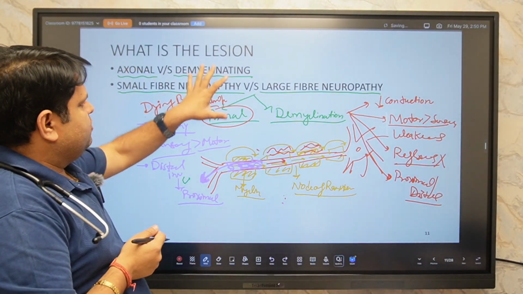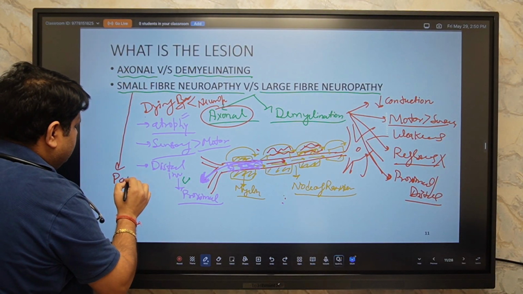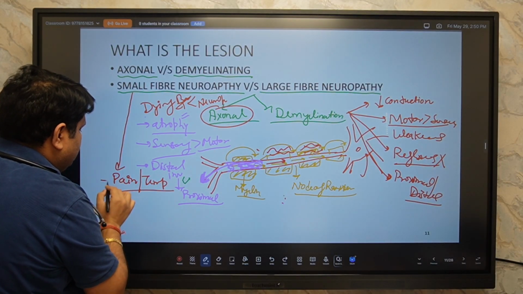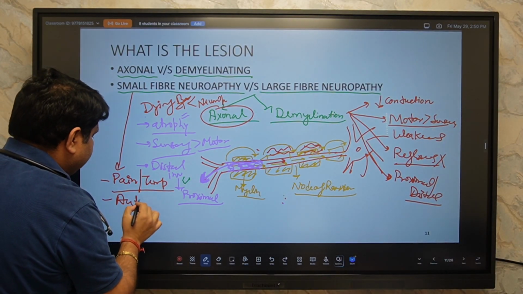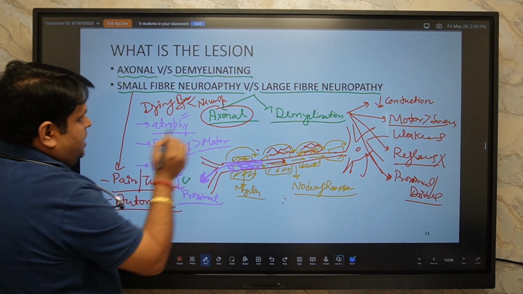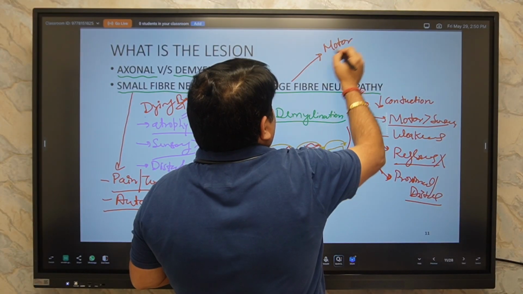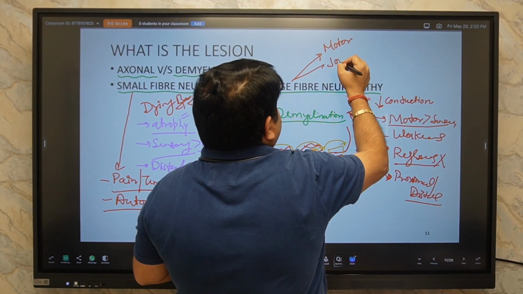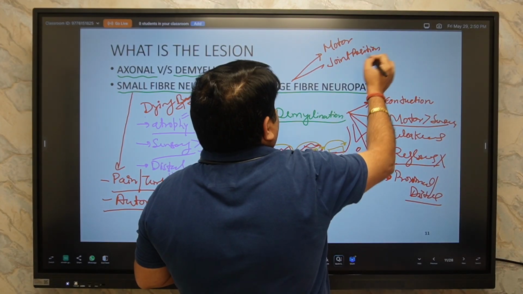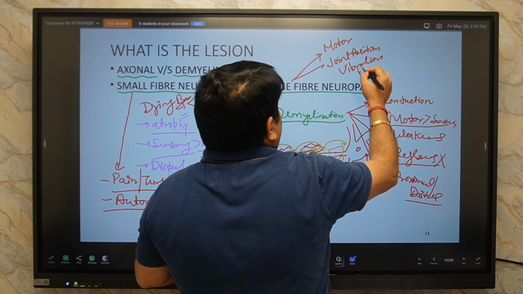Now, small fiber neuropathy. Small fibers are the fibers of pain and temperature, and autonomic fibers. Large fibers are the fibers of motor function, joint position, vibration, and proprioception.